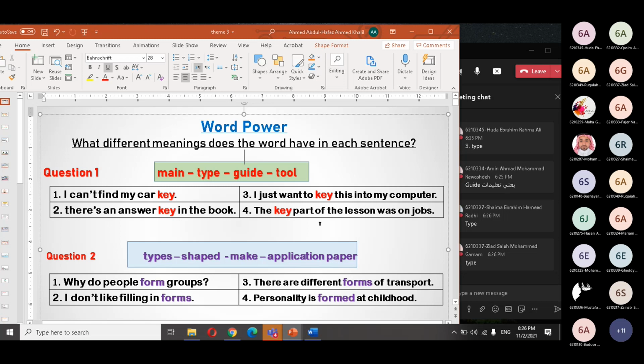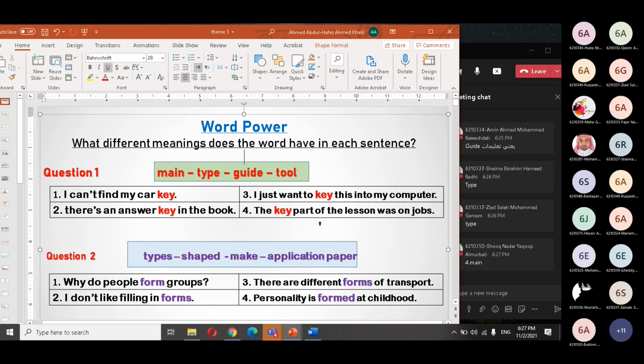In number 1, I can't find my car key. Key here is a tool you use to switch on your car. In number 2, there is an answer key in the book. Answer key here means there is a guide for the answers. In number 3, I just want to key this into my computer. If you key something into the computer, it means you use the keyboard to insert something, to type. So key something into the computer means to type it.